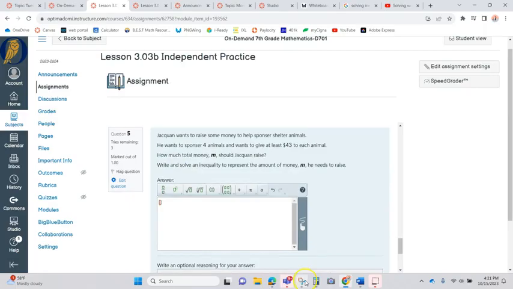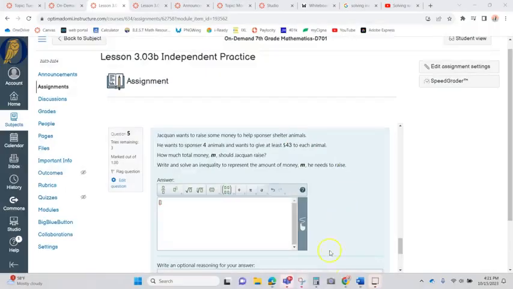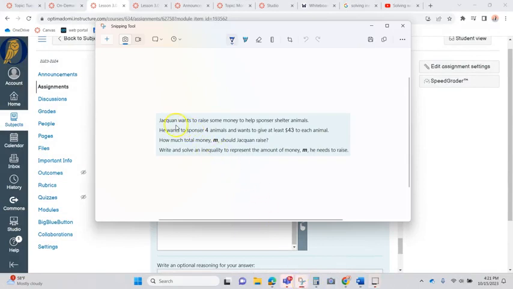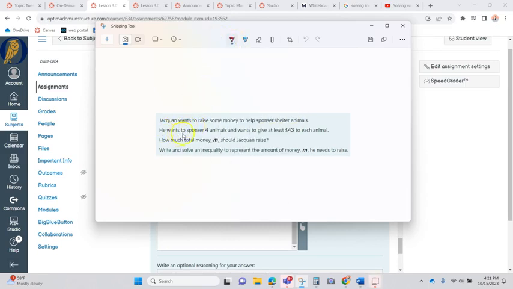Yay! Last question. Jaquan wants to raise some money to help sponsor shelter animals. Okay, I think that sentence was important. He wants to sponsor 4 animals and wants to give at least $43 to each animal.